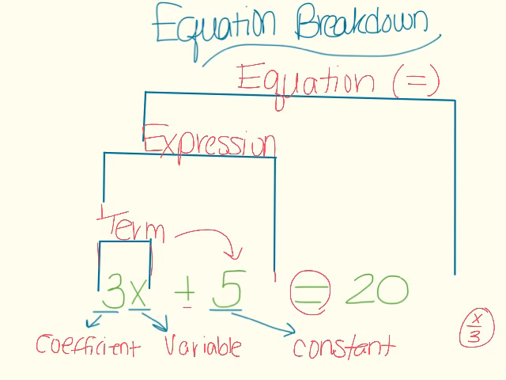So we have terms separated by addition and subtraction. Multiple terms added and subtracted together make up an expression. And then once you add in that equal sign here, we get an equation. And then you have another number, another constant on the other side there.